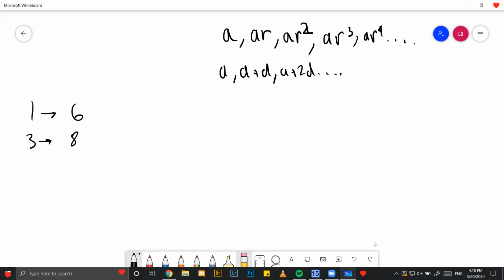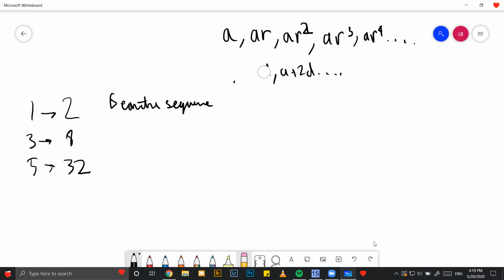Let's say the first term is 2, the third term is 8, and the fifth term is 32. And then they want you to figure out, given that it's a geometric sequence, what exactly A is and what R is. They ask you this very commonly.